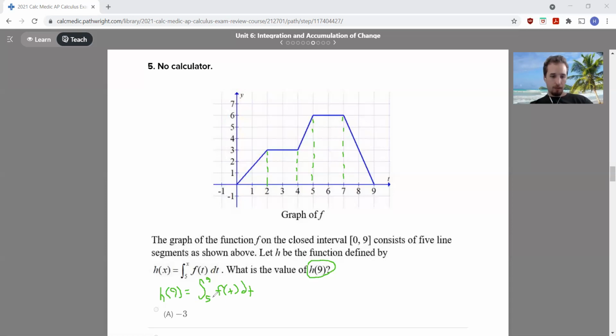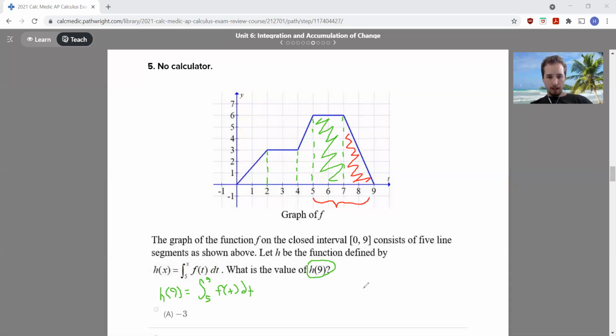Okay, so it's saying 5 to 9. So we just have to calculate the area from 5 to 9. And if we add up these two areas, we will get 5 to 9, and we'll have h of 9. So what is the green area?